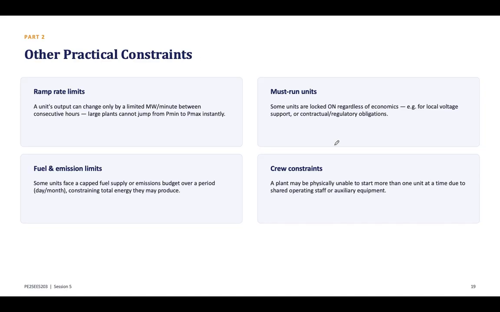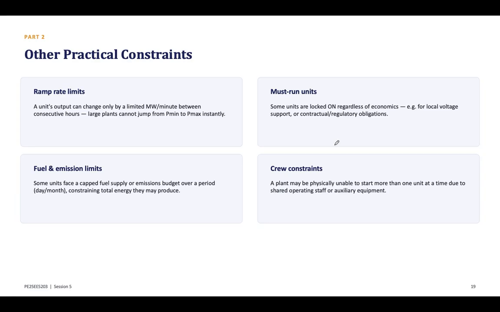Then you have crew and plant resource constraints, which are also examples of operational coupling. If multiple units share startup equipment or operating personnel, starting them simultaneously may be impossible. These practical constraints illustrate why industrial unit commitment models are much richer than compact classroom objectives. See, the basic mathematical structure remains the same, but the feasible set becomes more complicated for us.